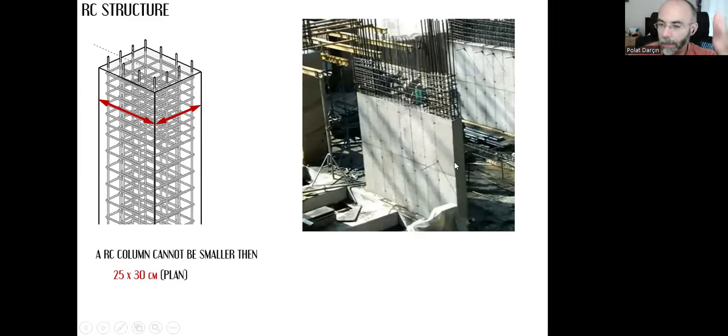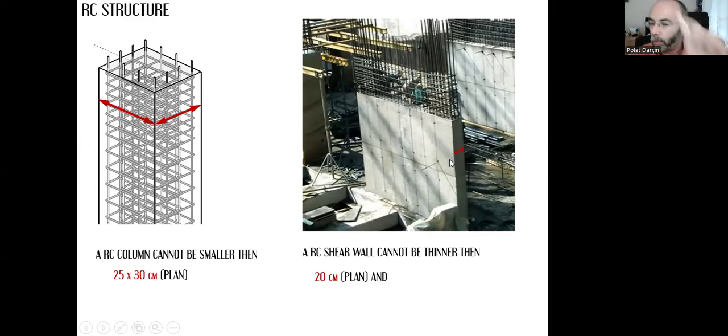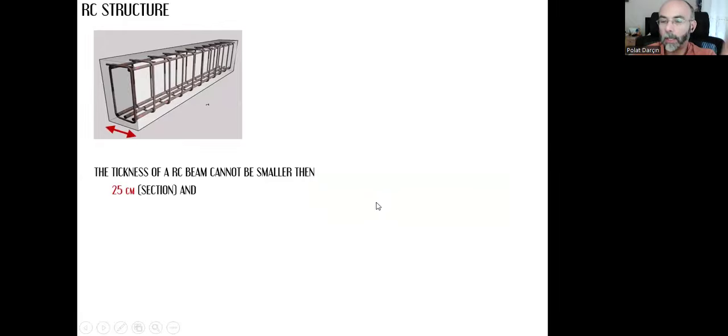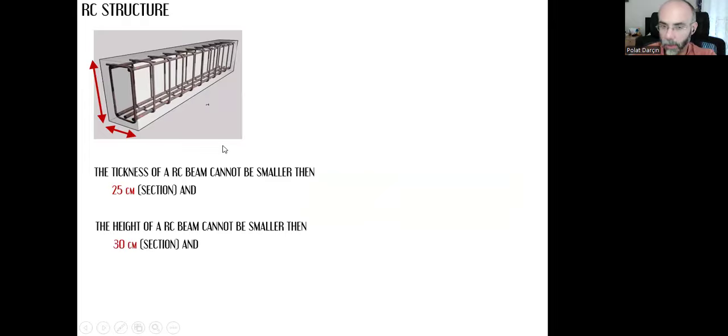And if you need a shear wall, then again, the thickness cannot be smaller than 20 centimeters. However, it needs to be proportional with the total height of the shear wall. We need this total height and we need to divide it by 20 in order to find the required thickness. And a reinforced concrete beam cannot be thinner than 25 centimeters, and the height cannot be smaller than 30 centimeters.